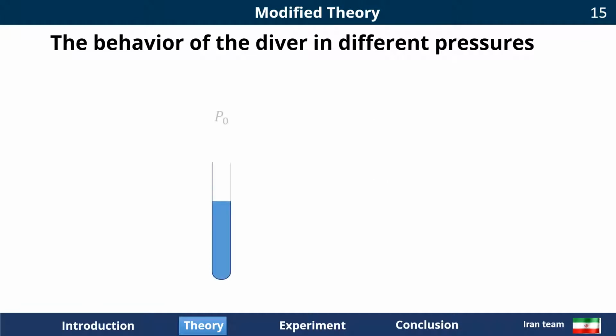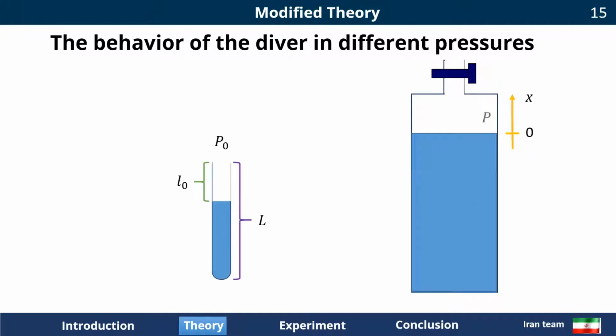Suppose we have this test tube at P0 pressure. The length of the air column inside of it is L0 and the length of the test tube is L. And suppose we have this bottle, but the pressure of the air inside of it is P. We place our test tube inside of the bottle. The new length of the air column inside of it is L, that is obviously smaller than L0.